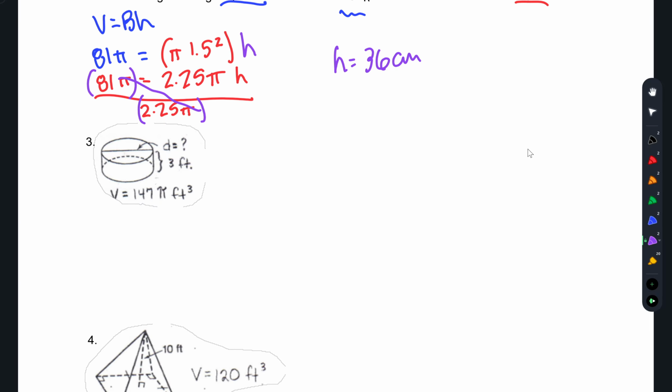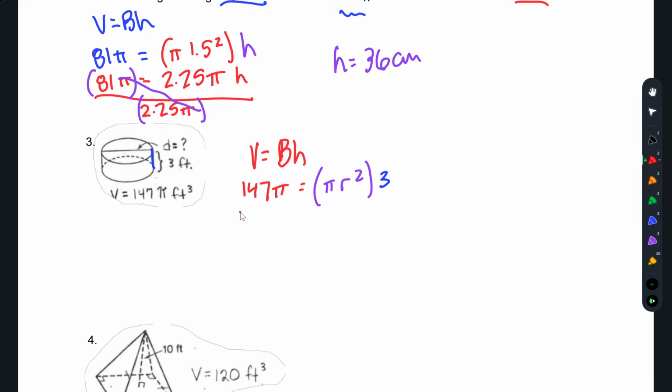Same thing here in number 3. Again, I've got another cylinder, so I'm going to start with my cylinder formula. Volume equals big B times h. Our volume in this case is 147 pi. The area of our circle is pi r squared. I don't know the radius this time, so that's where my variable is going to go. Times the height of the cylinder, which is 3.